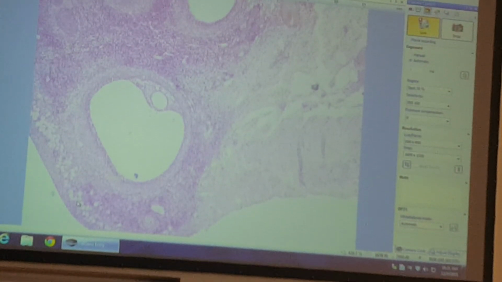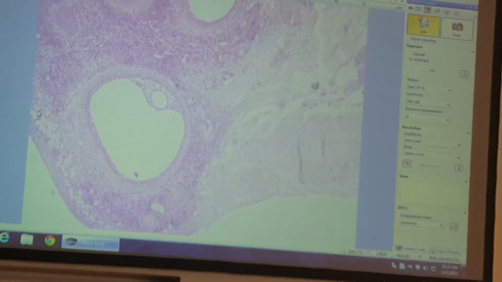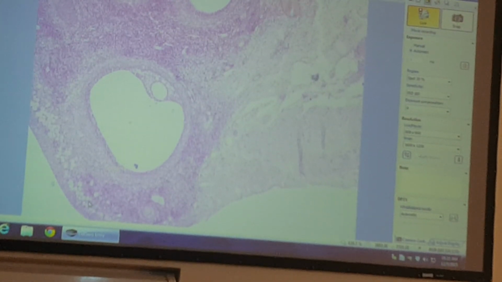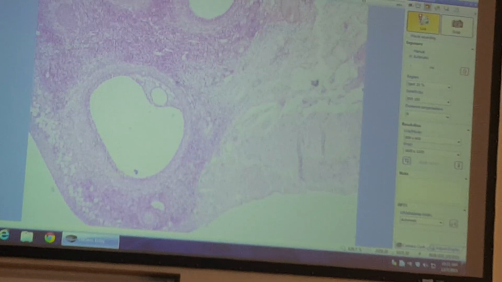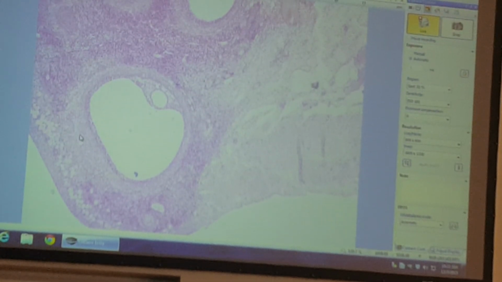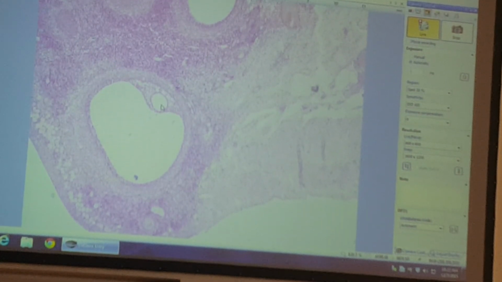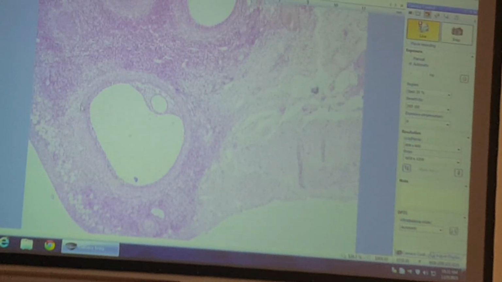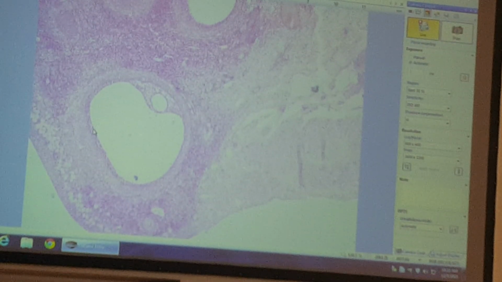What am I seeing over here again? Primordial follicles. What's this thing? Graafian follicle. What is this? Oocyte. What's this? Antrum. What cells am I seeing here? Theca cells. How about here? Granulosa cells. Yeah?